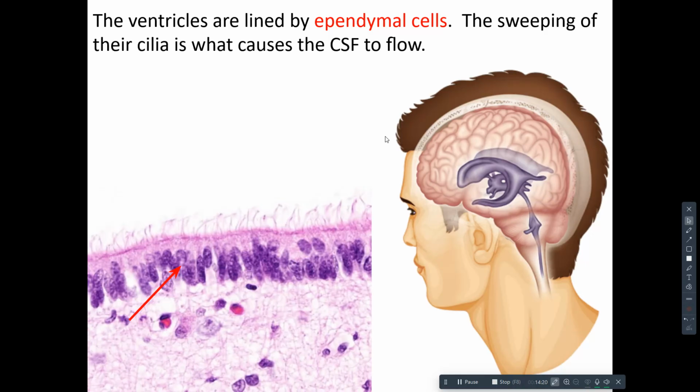Now, this movement of CSF is powered by the sweeping of the cilia, which are on the ependymal cells, which are lining all of these spaces, ventricles, aqueducts, central canal. So anywhere there's CSF inside the brain and the spinal cord, it is going to be lined by ependymal cells. And their cilia are sweeping, and that moves the CSF.